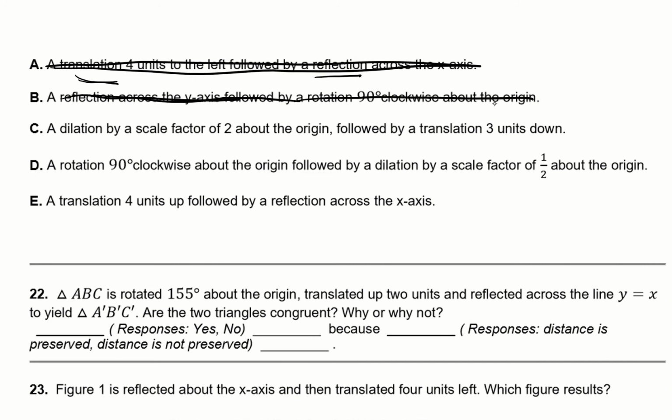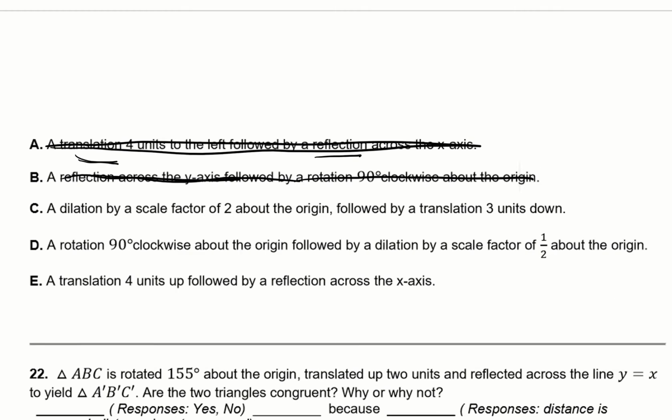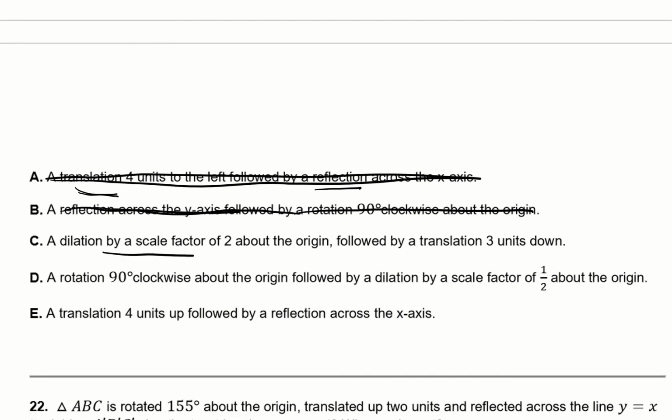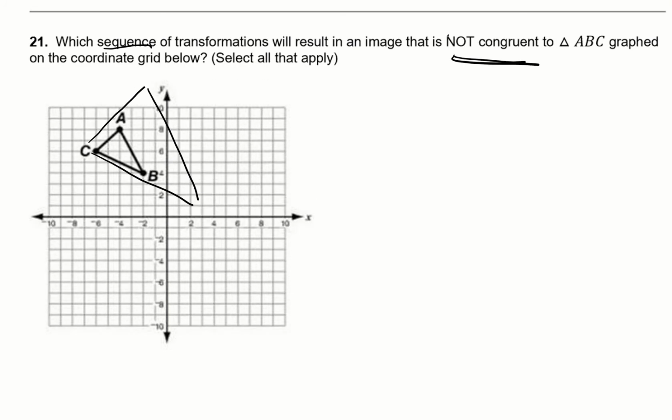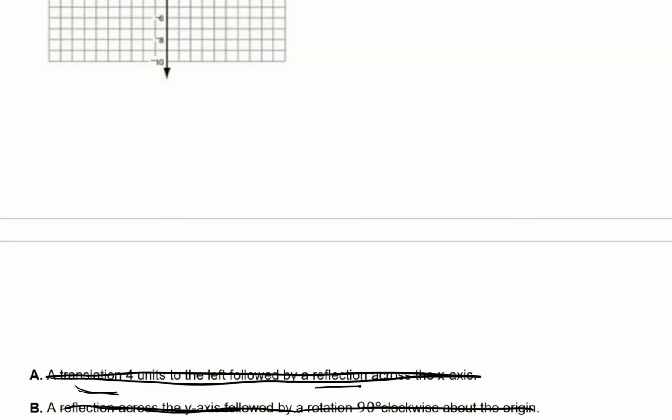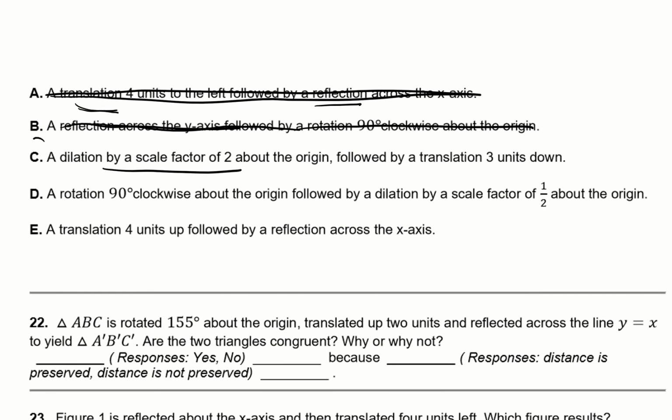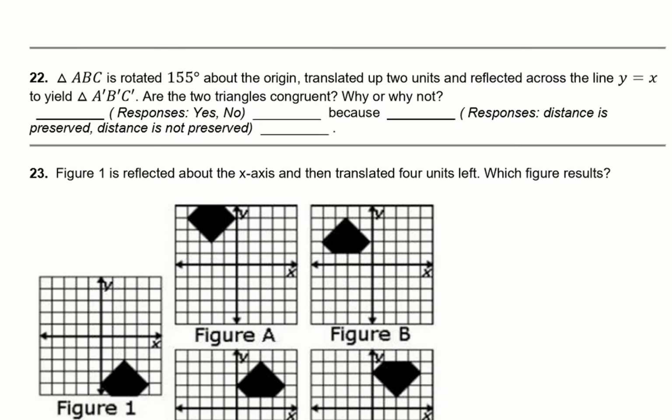A dilation by a scale factor of 2 about the origin, followed by a translation 3 units down. Now, if we do a dilation by a scale factor of 2, you're essentially making this twice as large. So you're increasing this by twice as much, and that changes the length measure and the shape. And so that's what we want, because that will no longer be congruent if we do a dilation. So this is the answer.